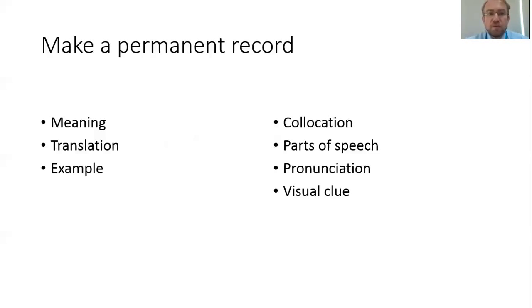So, make a permanent record. What I would like you to do is to make an entry for every word that you learn on the course. So, for example, you learn a word like outsource. I want you to write down all of the aspects of that particular word. I'm going to show you what I mean with that example now.